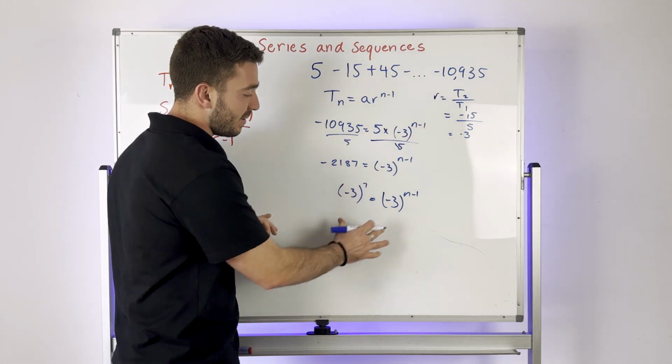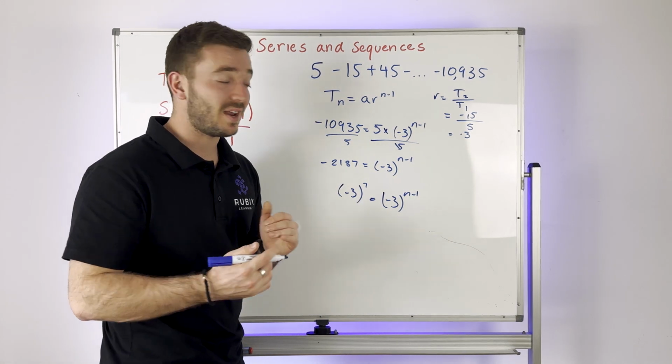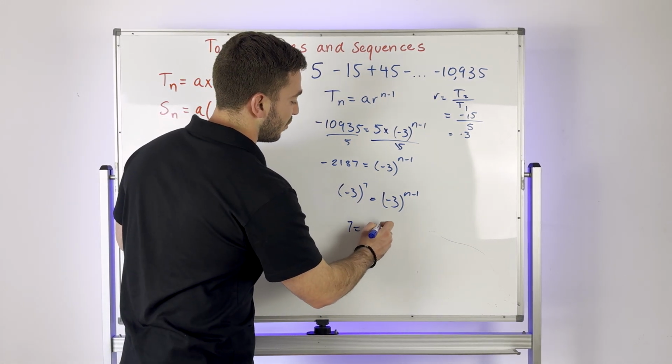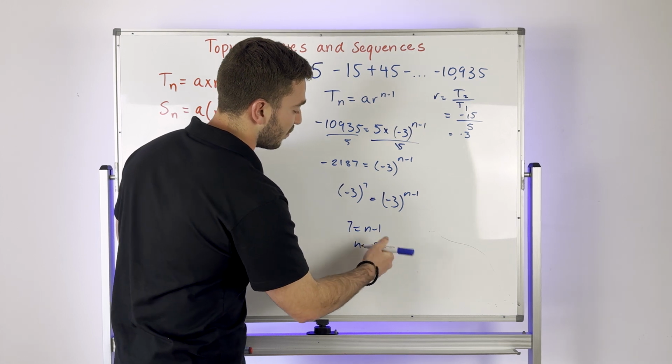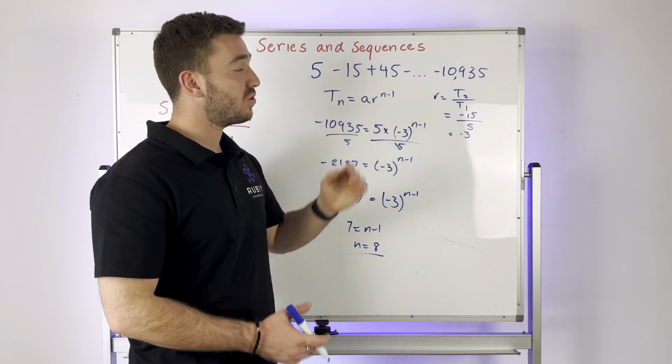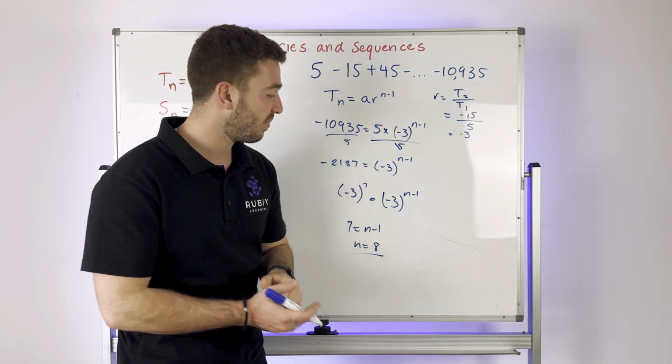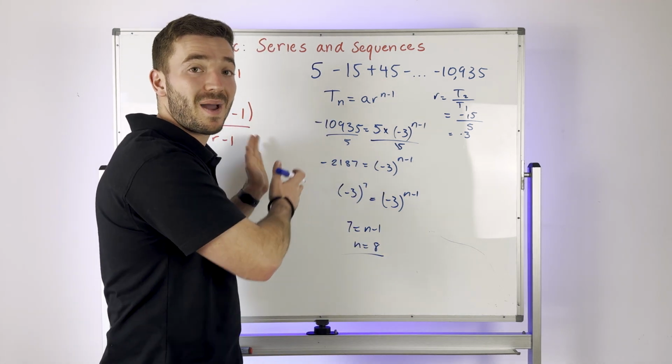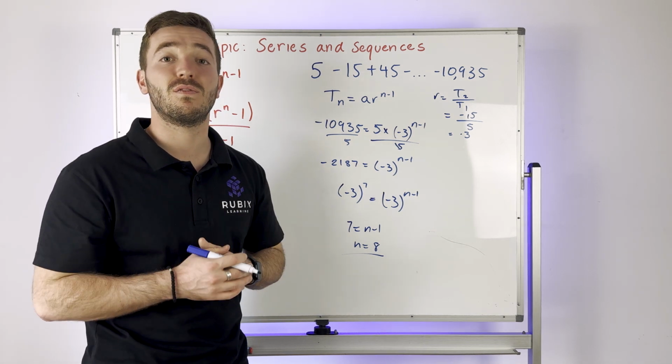So continuing from here, because both have the same base of negative 3, we can say 7 equals n minus 1. So n is going to equal 8. This term is the 8th term. There are 8 terms in our geometric series. Now that we've solved that, we can sub that back into the sum formula and solve for our sum.